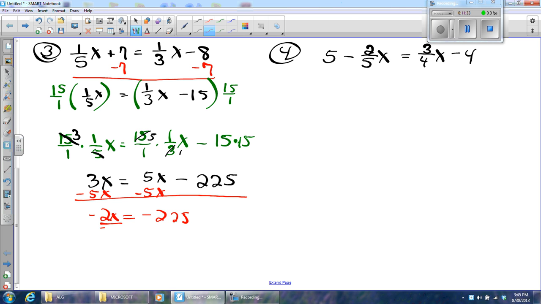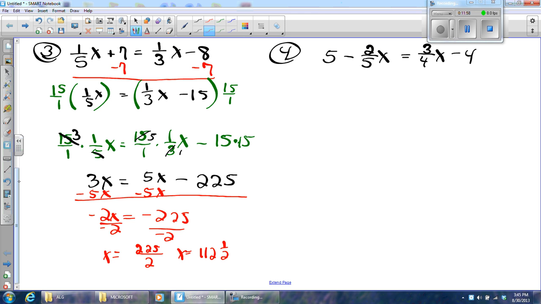I'll divide by negative 2. X will equal a positive 225 over 2. Or you could give me 112.5 if you wanted to. Okay? Don't run to a decimal. Think about the numbers. They make sense.